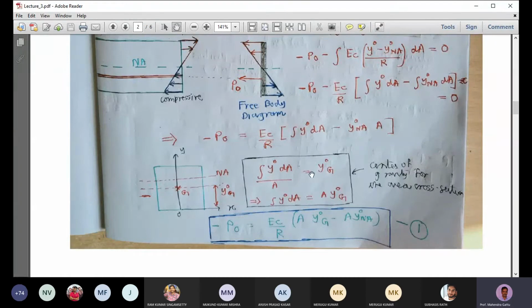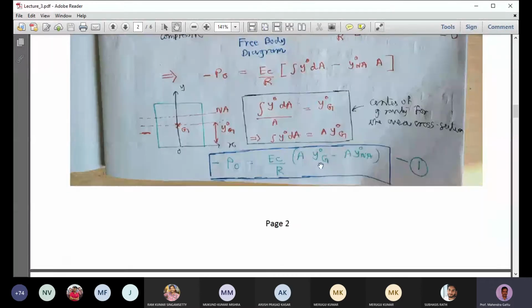So we have the centroid formula, the center of gravity for the area cross section. Integral y dA by A is equal to y g. So integral y dA is A times y g. So instead of integral y dA, we substitute A y g. So we get this equation: minus P naught is equal to EC by r times (A y g minus A y na).